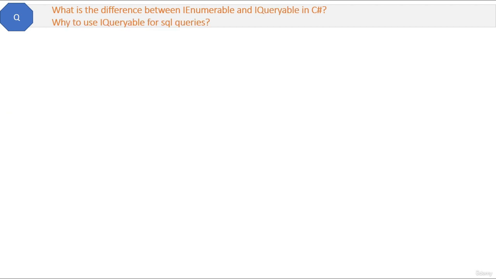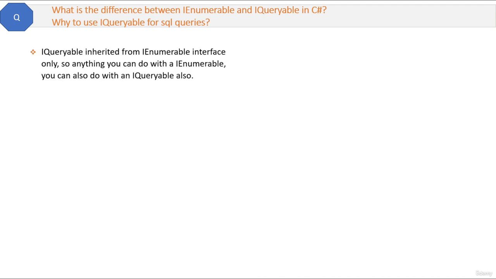Now here is a very important question. What is the difference between IEnumerable and IQueryable in C#? Why use IQueryable for SQL queries? We already know what is IEnumerable, right? Now we will focus more on IQueryable.